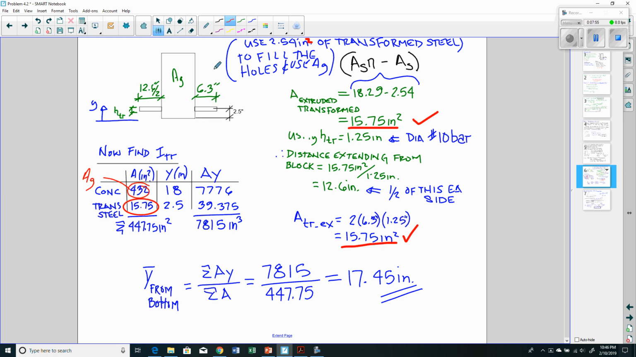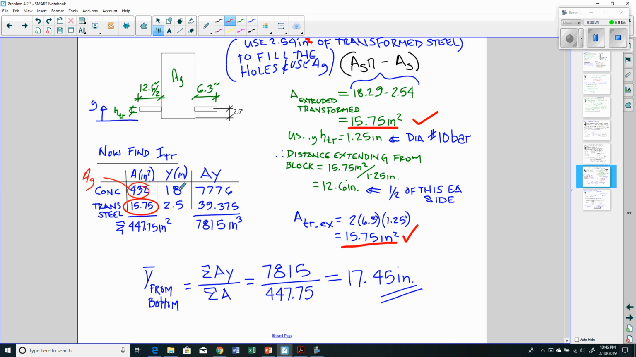So now we're taking a look at this section, and we're going to find our transform section. So the first thing we need to do is find the neutral axis of this transform section. We want to find our I transform, the transform moment of inertia of this guy. Our concrete section, we're using our gross, remember, so this is the 432, and then we're using the distance from the bottom, using this Y. This is going to be our Y bar.